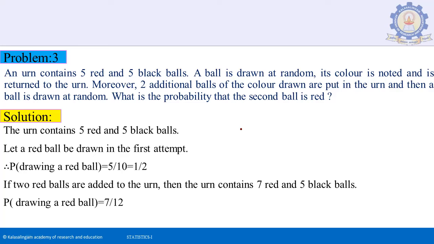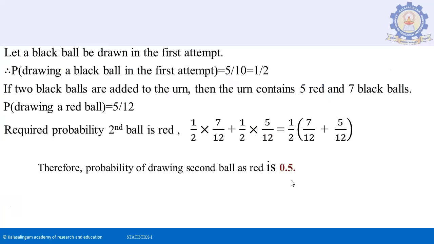Already the bag contains 10 balls. We select one ball, with 5 red balls and 5 black balls. The probability is 5 by 10. Then additionally we are adding 2 balls. It will be a total of 7 red balls and 5 black balls.